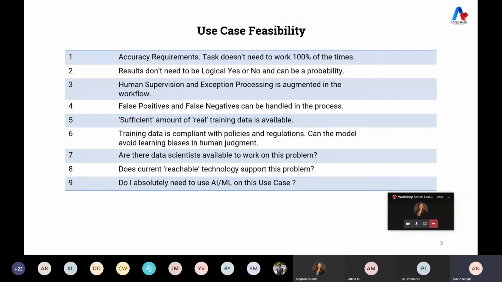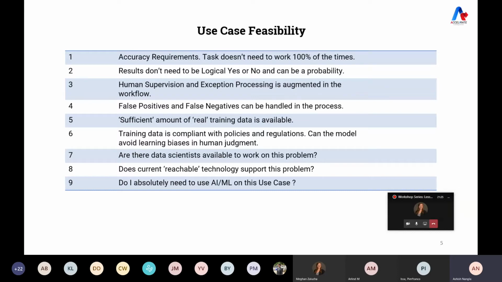First is accuracy requirements. We come across tasks and workflows where things are needed pretty much 100% of the time to be accurate, and there's no variation possibility over there. Those are not good use cases. Where there is variation and there is possibility that you may not get an optimal output, those are good use cases for AI and machine learning.